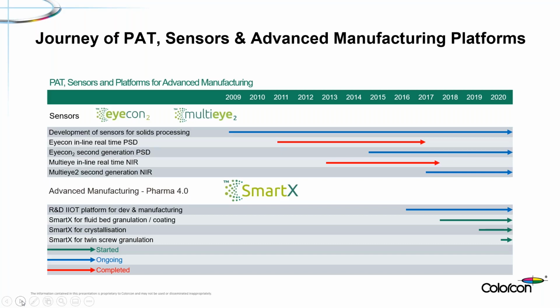But in more recent years, starting the development project from 2016, we have been working on this SmartX Industry 4.0 Pharma 4.0 system. Firstly, an application to fluid bed granulation and coating, but laterally then on crystallization, and most recently looking at twin screw granulation and extrusion processes, which is a project that I spend quite a bit of my time on at the moment, and certainly a very interesting process.